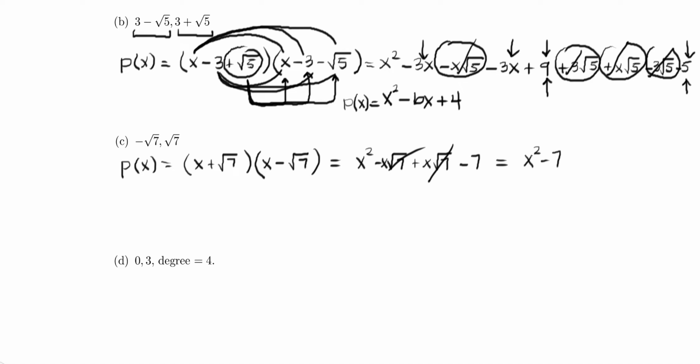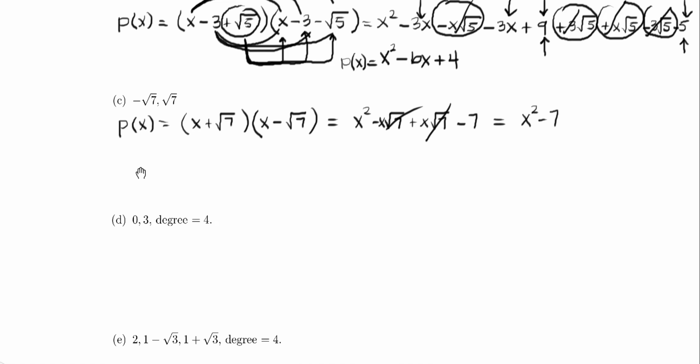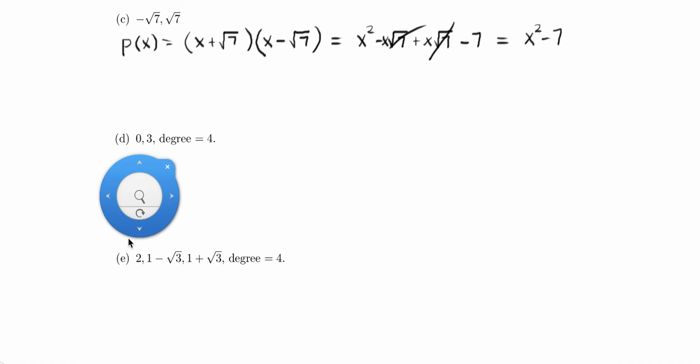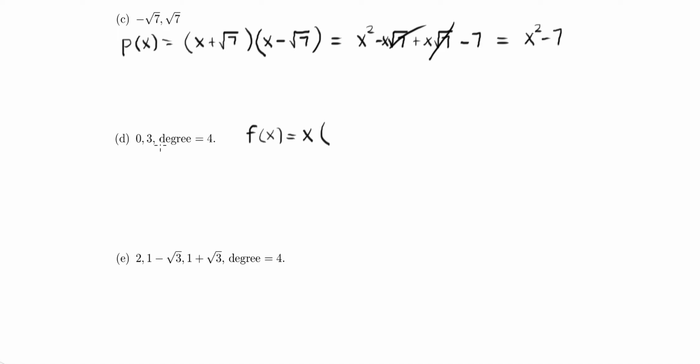All right, now question D. This guy's a little wonky. So question D, you have two roots, but it's saying that the degree has to be 4. So let's start out the problem. Let's pretend that the degree doesn't have to be 4, it's just whatever. So we know that our polynomial function is going to be, sorry, I changed it up on you, f of x equals, so if it's 0, that means x minus 0, but we just write x. So x times, and then x minus 3.